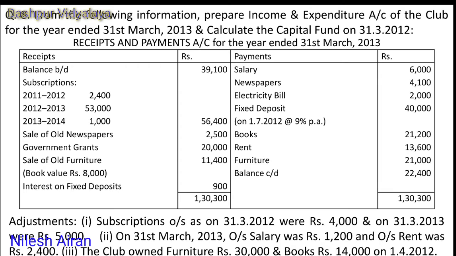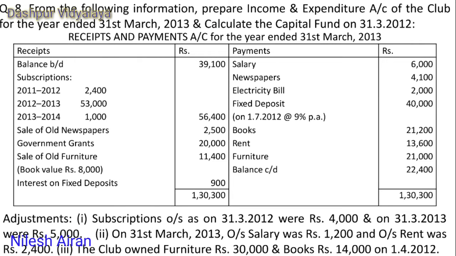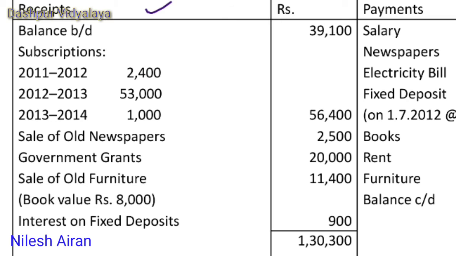We are given here the receipts and payment account and we have to convert it into income and expenditure account. So first of all we'll read the question. All the receipts are recorded in the debit side whereas all the payments are recorded in the credit side. In receipt side we start with the opening cash balance. We are given here the opening cash balance rupees 39,100.